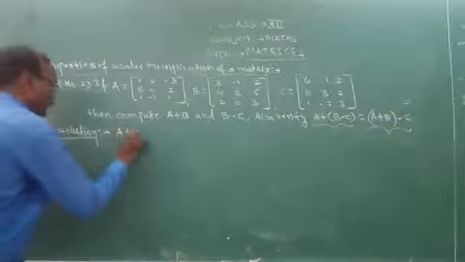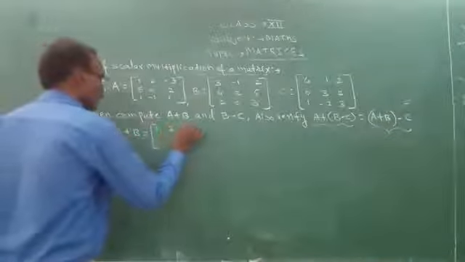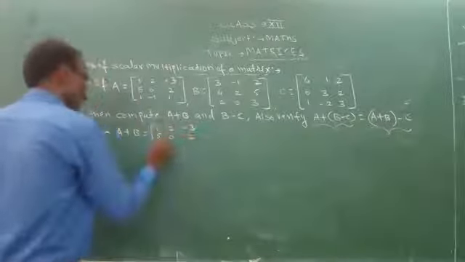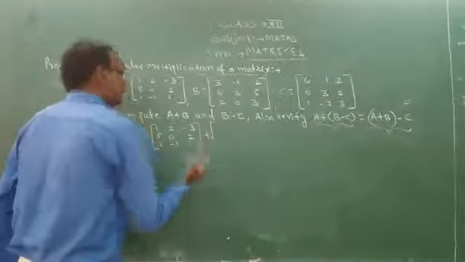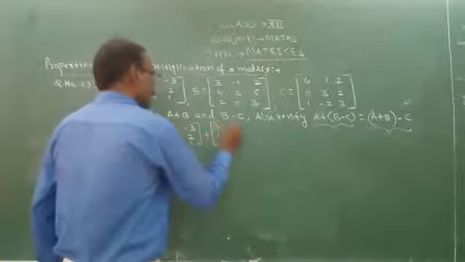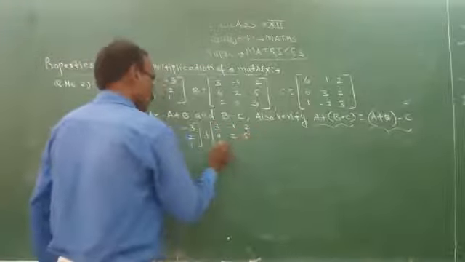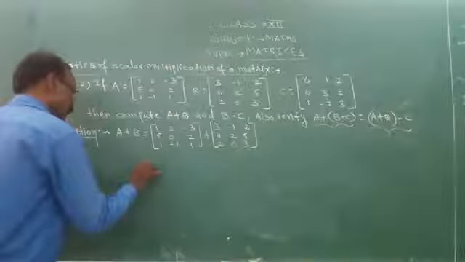A plus b, where A is [1 2 -3; 5 0 2; 1 -1 1]. B is [3 -1 2; 4 2 5; 2 0 3]. Okay, so find out A plus B.